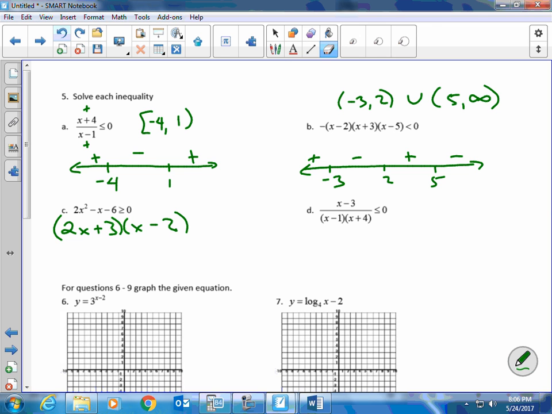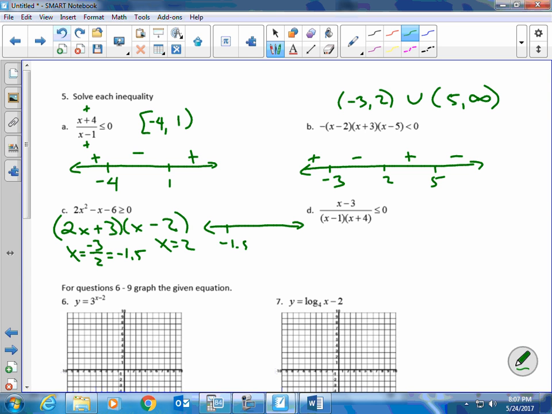All right. What makes this one 0? x equals a negative 3 over 2, which is a negative 1.5. And x equals 2 makes that 0. Okay. Next, on a number line, I have to slide over here. I put negative 1.5 and 2. Over here is positive, negative, positive.